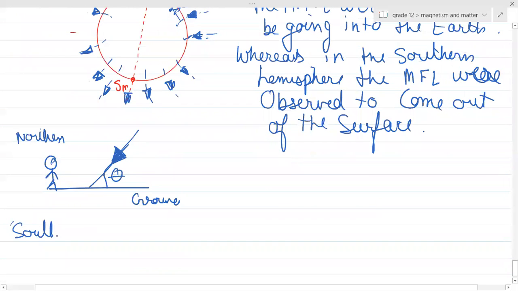Whereas in the southern hemisphere, if you are standing somewhere over here, you will be standing like this. Is this clear to you, guys? You are like this only, no? Don't think you are standing like this. In the southern hemisphere, you will not fall from here.